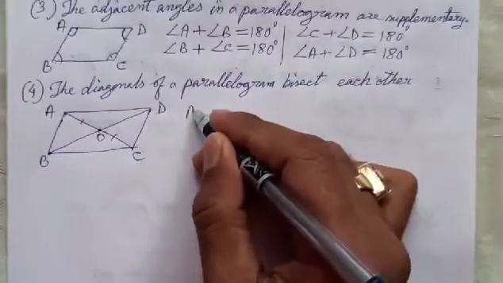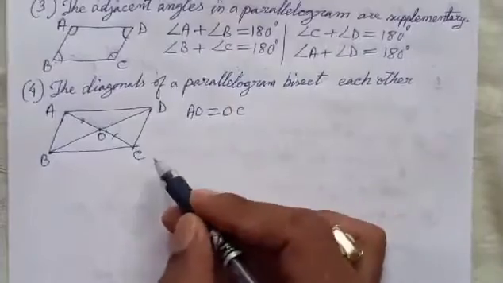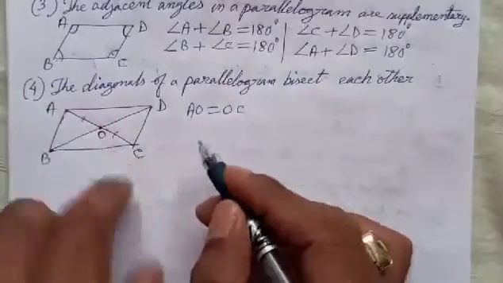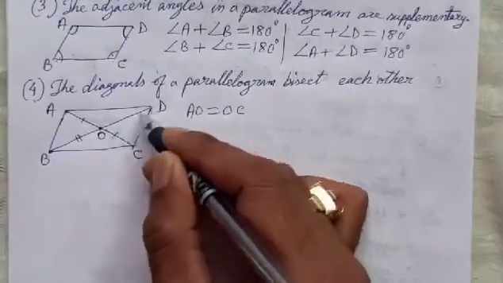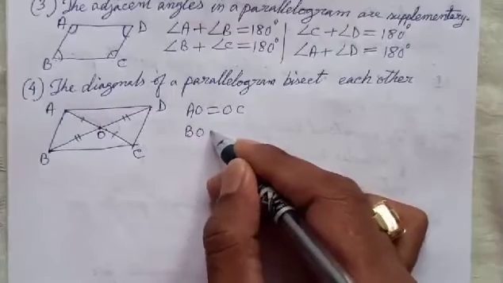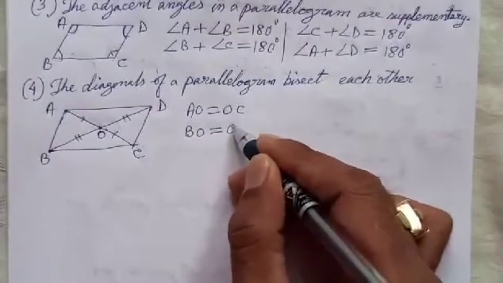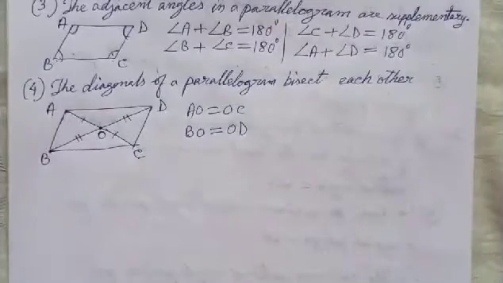So AO is equal to OC. That means this length must be equal to this length. Again, BO length and OD length must also be equal. That means BO is equal to OD. And this is what property 4 says.